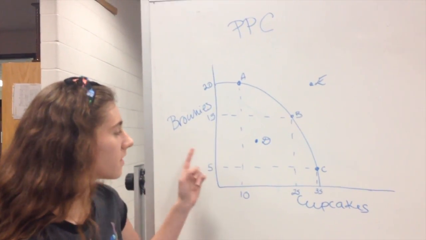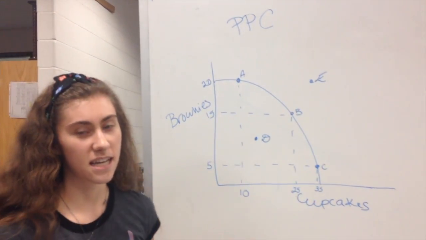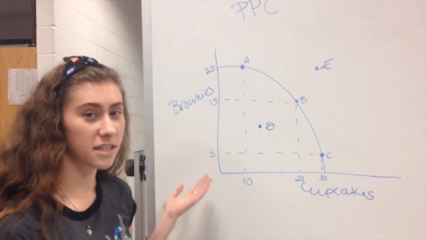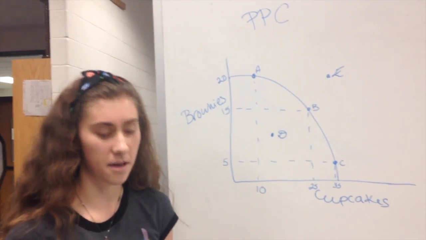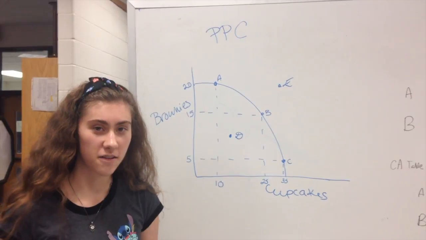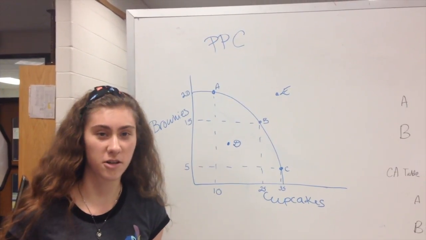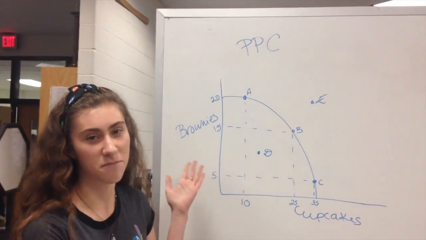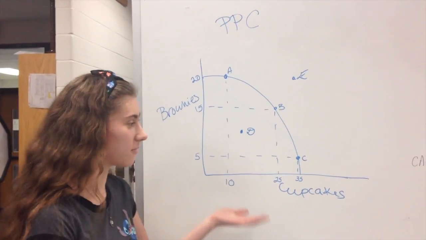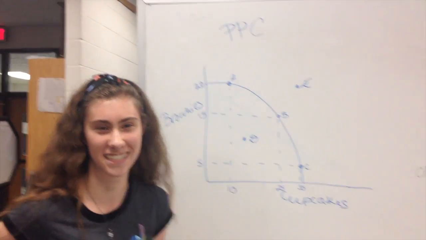For example, when I'm all the way down here at point C, the resources I could be using to make brownies are being forced to make cupcakes instead. And trade-offs are the other things a consumer could have done. When we eat lots of brownies, we can't have any more cupcakes.